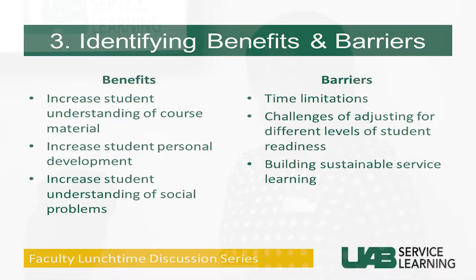Also, challenges with student readiness. This means student maturity, basically. Students come to college with various levels of maturity, and some may not have the service experience that others may have. So one way to get over this barrier is to encourage students to go to an orientation with your community partner, or maybe if they don't offer one, to offer one yourself, just to give them guidelines as far as completing community service and or service learning, and what they should expect when they get to their site.